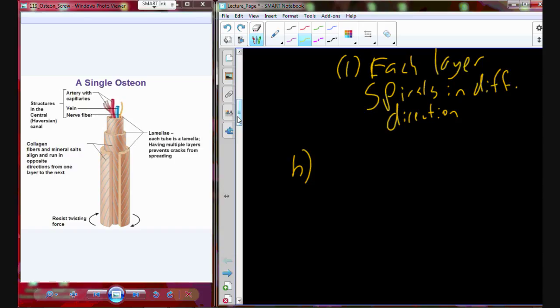What it's really like is a screw that's drilled into a screw that's drilled into a bigger screw and so on and so forth, except they drill in opposite directions. One's counterclockwise, the other one's clockwise.